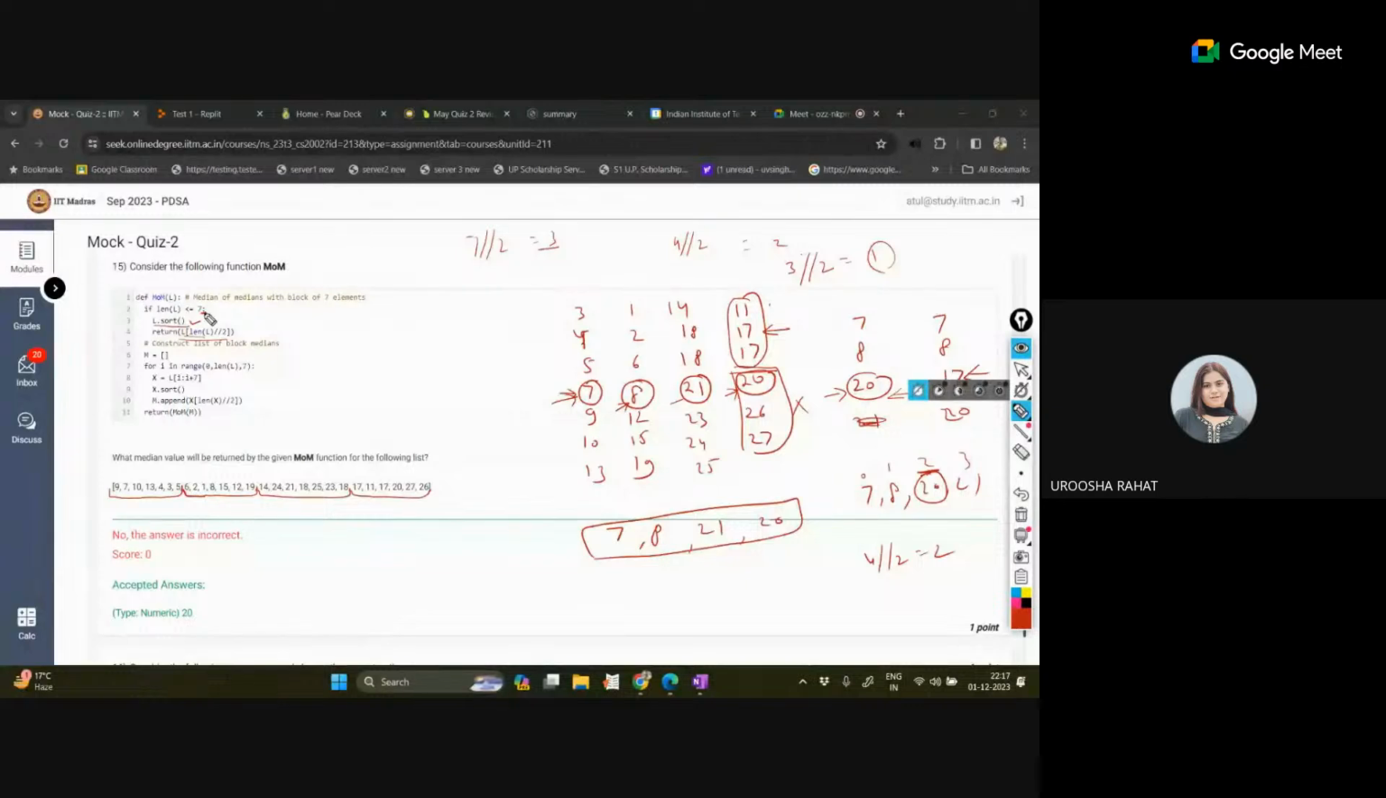So if the block size is given as 5, why are we sorting this 7, 8, 21, 20? Where is it written in the code?